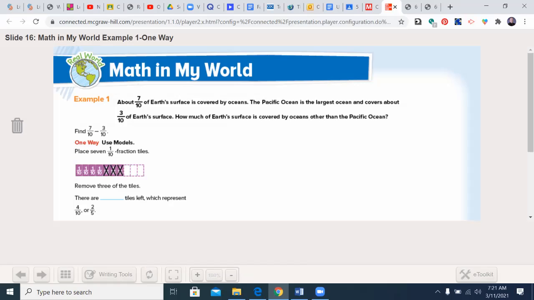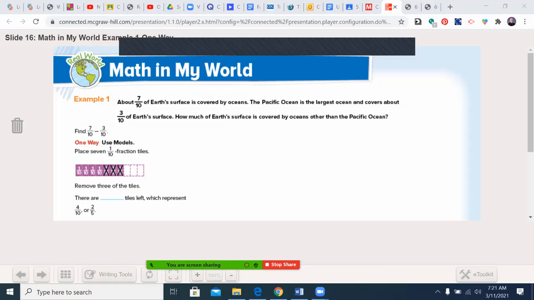Why aren't you? About 7/10 of Earth's surface is covered by oceans. The Pacific Ocean is the largest ocean and covers about 3/10 of Earth's surface. How much of Earth's surface is covered by oceans other than the Pacific? So as you can see, they had the fraction tiles and they started out with 1, 2, 3, 4, 5, 6, 7. And then we subtracted three, and that's the three that they marked off. If you were using fraction tiles, you'd simply just move them. So now I have 1, 2, 3, 4 left.